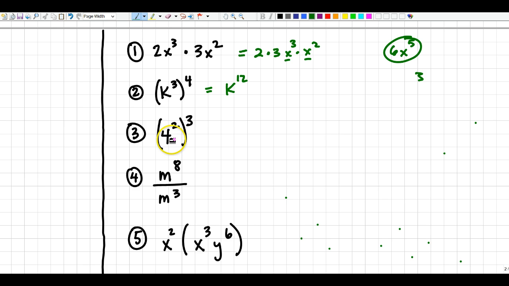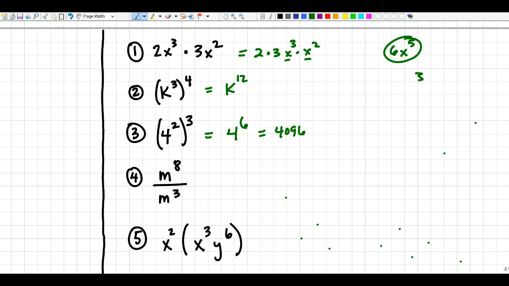We're going to apply that same property here on number 3. 4 squared cubed. I'm going to take my 4, and I know that because I have two powers here, I'm going to multiply them together. So 2 times 3 is 6. And now if I can, I'm going to go ahead and simplify further. 4 to the 6th, if I type that in on my calculator, that's going to be 4096.